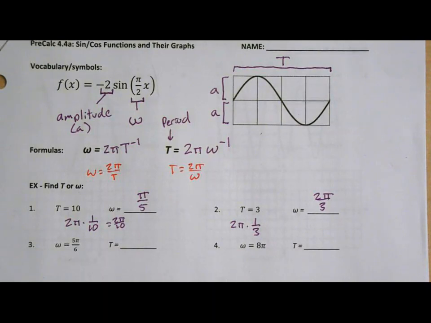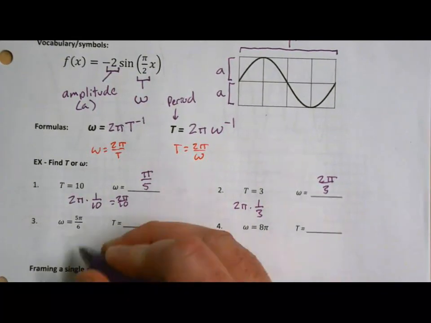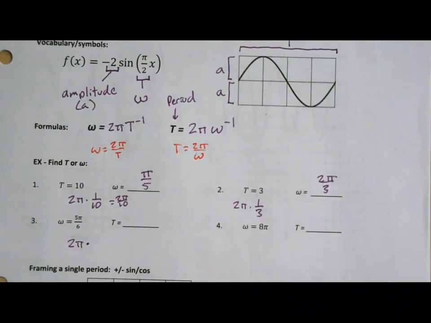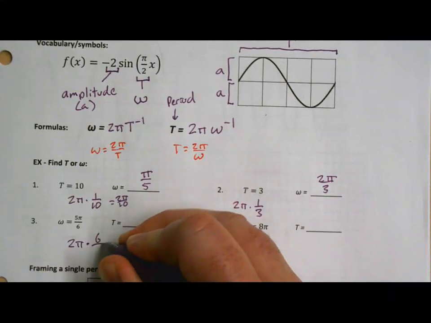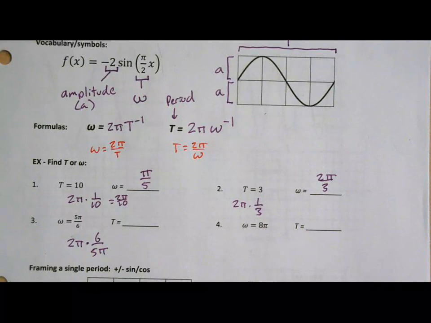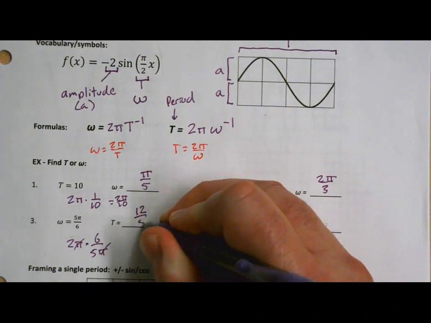All right, going from omega to period, this is where it's often useful to use the reciprocal. So we're going to find t. T is 2 pi times the reciprocal of omega. What's the reciprocal of 5 pi over 6? 6 over 5 pi. The pi's cancel out. I get 2 times 6 over 5. That's 12/5.